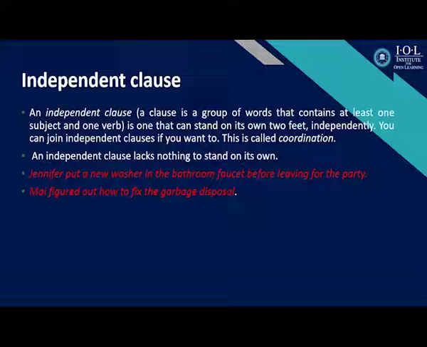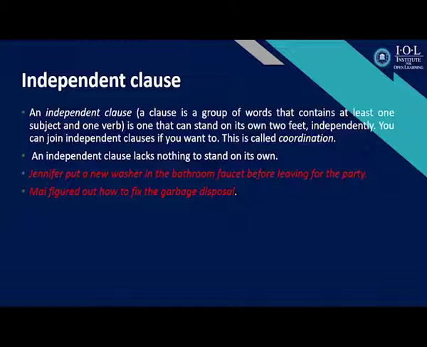So we say an independent clause is one that can stand on its own two feet independently, and you can join independent clauses together if you want, and we call it coordination. An independent clause lacks nothing to stand on its own. It expresses a complete idea.